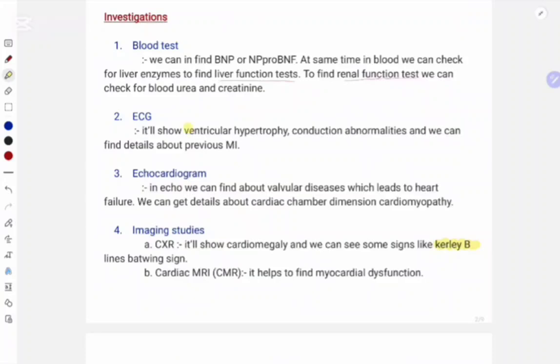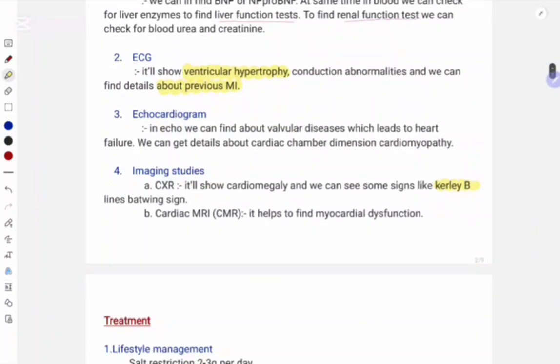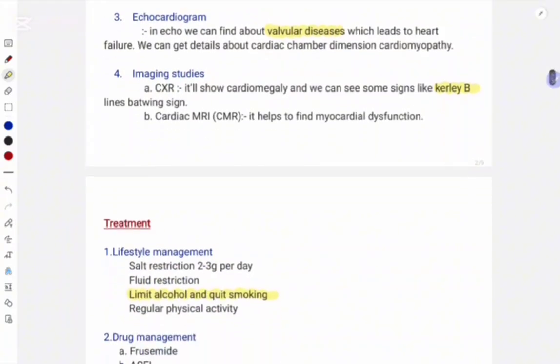So next we will move to the ECG. In the ECG we can see the ventricular hypertrophy. At the same time we can get the details about the previous myocardial infarction. And next we will move to the echocardiogram. In the echocardiogram we can find the details about the valvular causes that lead to heart failure, like stenosis or regurgitation. At the same time, we can find the details about the cardiac chamber dimensions and cardiomyopathy.